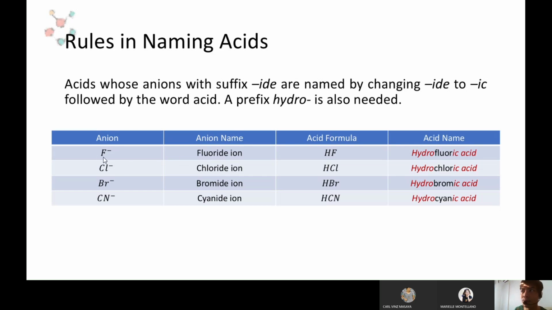For example, ito, we name this as fluoride, di ba? Pag naglagay ka ng hydronium ion, magiging formula niyan for an acid is HF. The name of this acid is hydrofluoric acid. Yung fluor, galing yun sa fluoride na.